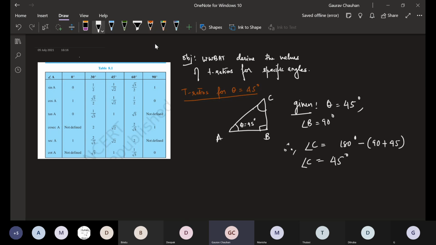This leads us to the reason being that angle A and angle C are equal. As angle A and angle C are equal, therefore angle A is equal to angle C.